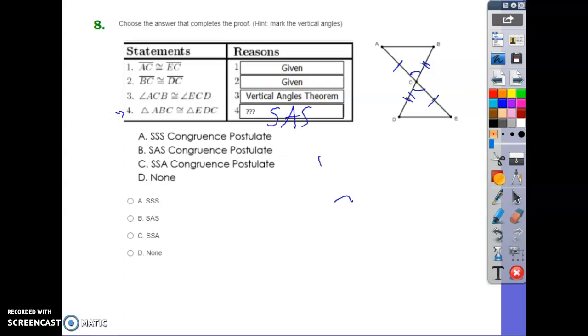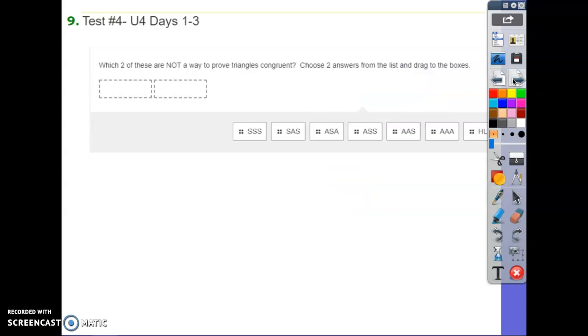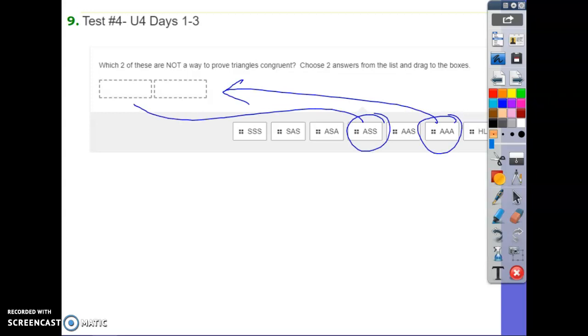The angle is in between the 2 sides of the triangle. So in the name, it also has to be in between the 2 sides. So that's SAS. Number 9, which of these 2 is not ways of proving triangles congruent? Well, we went over angle, angle, angle, and ASS, or you can write that one as SSA. And that is all, folks.